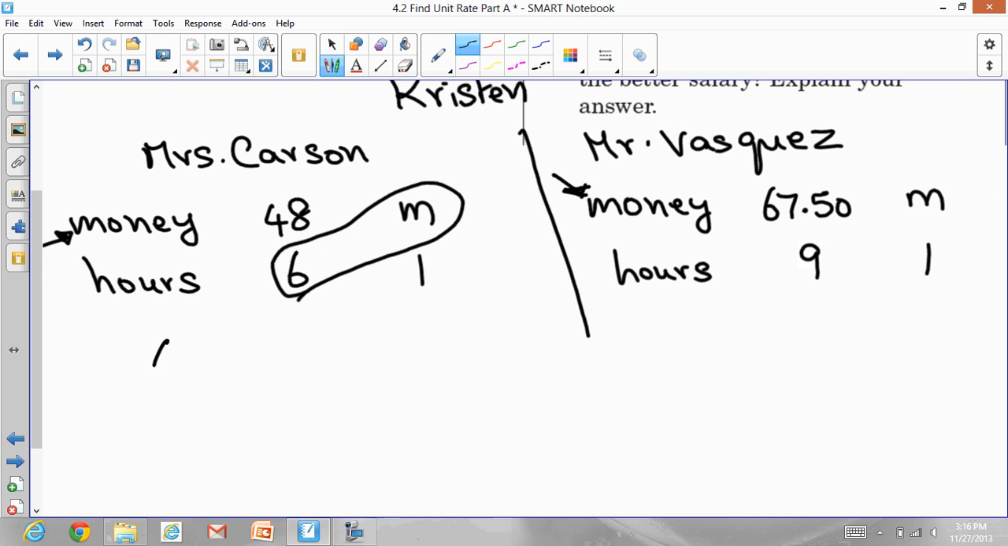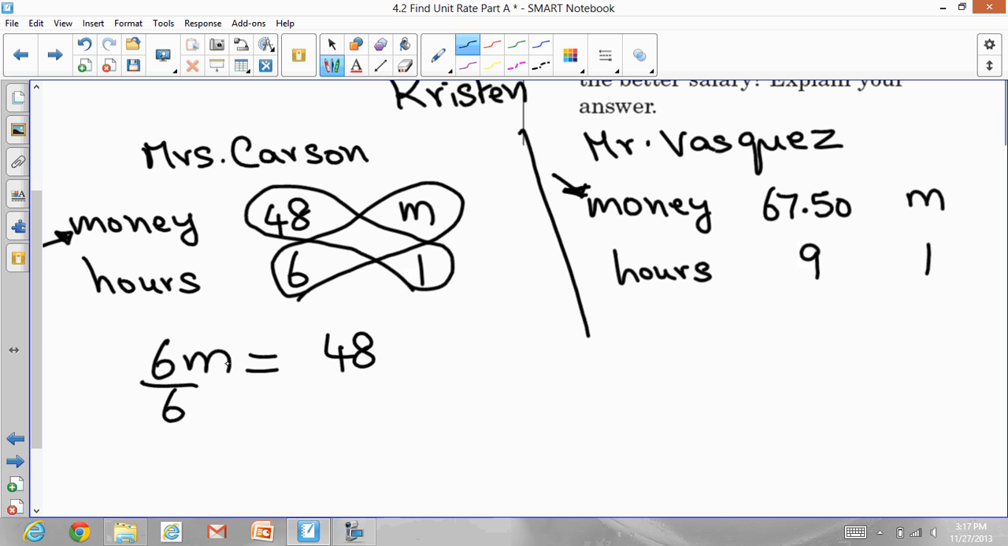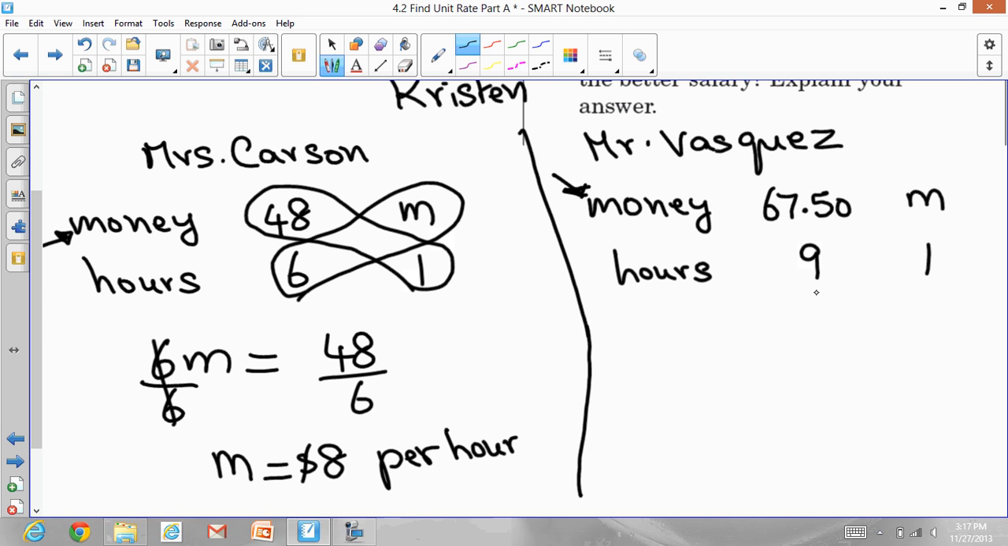So 6 times M is 6M. 1 times 48 is 48, equal sign. Divide by 6, because I want to find what M is, which is the money. Divide by the same 6. Cancel. M is equal to 48 divided by 6, which is 8. So that means Mrs. Carson is going to pay $8 per hour. Now let's go for Mr. Vasquez. Once again, do the same thing. 9 multiplies M to give you 9M.